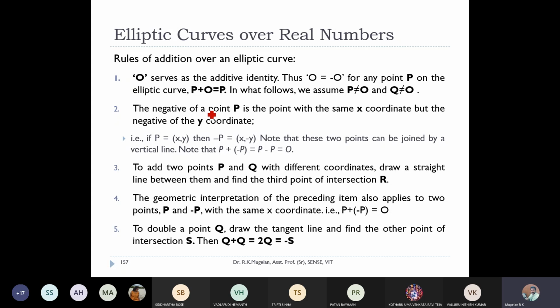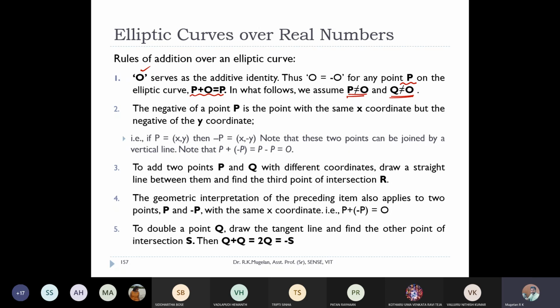Already, as I said, O will serve as the point of identity, so O is equal to minus O also. If you take any point P and perform the addition operation with O, you will end up with the same value P, provided P is not equal to O, and if there is another point Q, Q also should not be equal to O. This is the first point you have to remember.